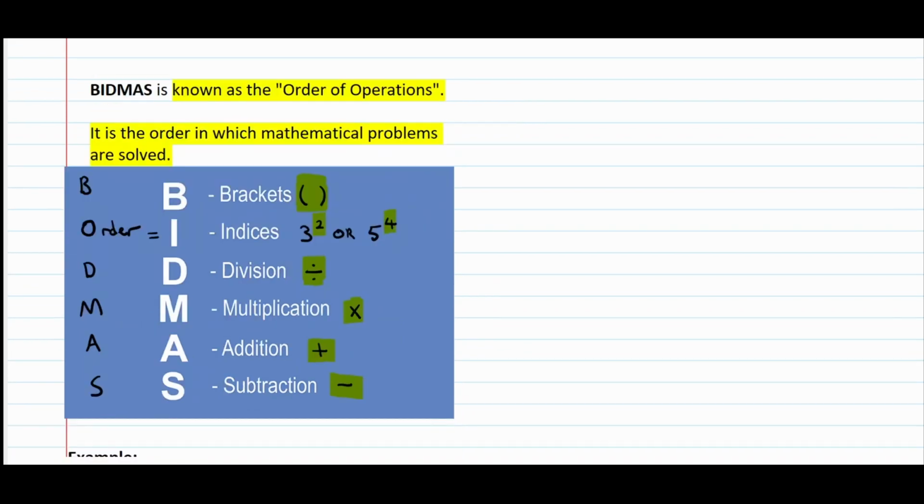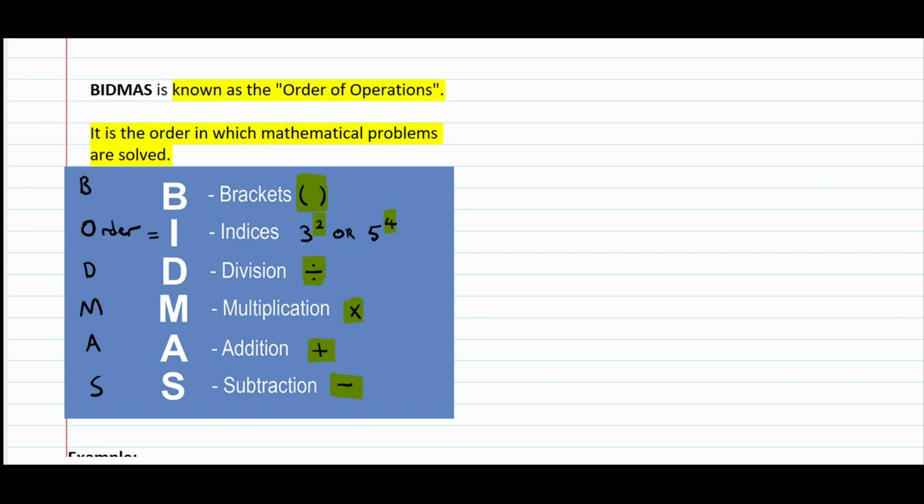So what is BIDMAS? BIDMAS is known as the order of operations. It is the order in which mathematical problems are solved. And as you can see in this image down below, what BIDMAS actually stands for. A lot of you might know BIDMAS by a slightly different name, BODMAS. And they are essentially the same thing. The only difference is the O and the I. The O in BODMAS stands for order, and the I stands for indices. But they essentially mean the same thing.